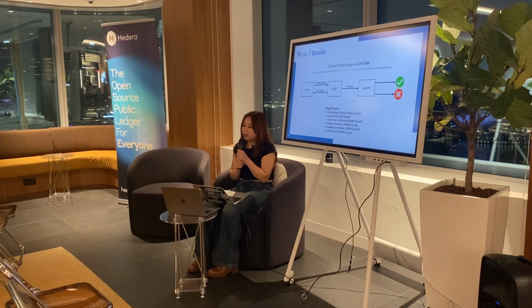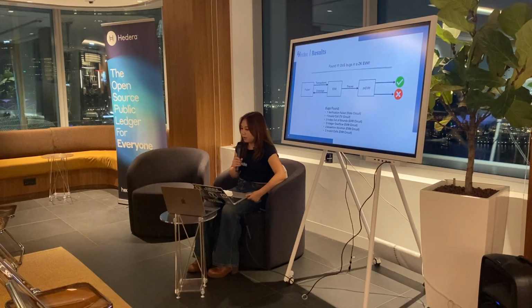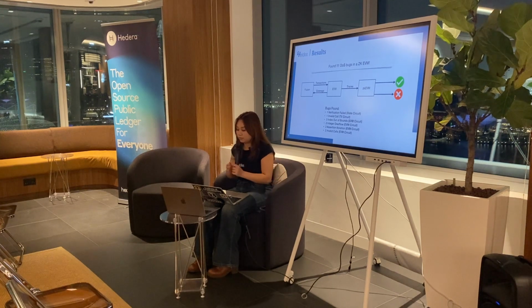We used whole system fuzzing, and we found the bugs listed on the slide. We found 11 of them, from assertion violations to indexing errors and overflows. Those bugs were found in a zkEVM we audited before, but they're all fixed.